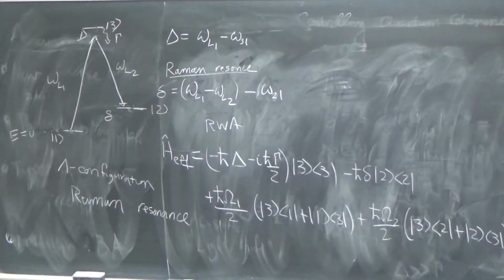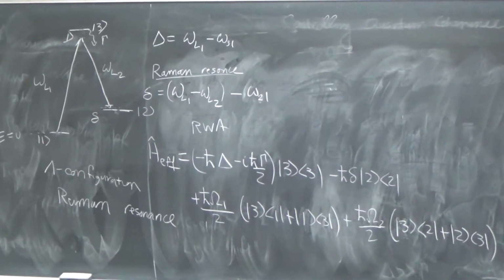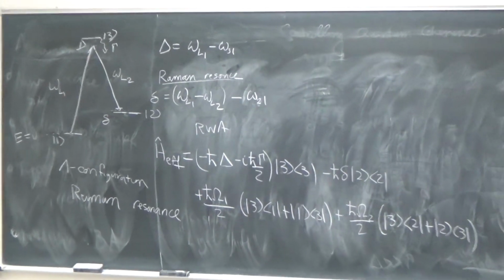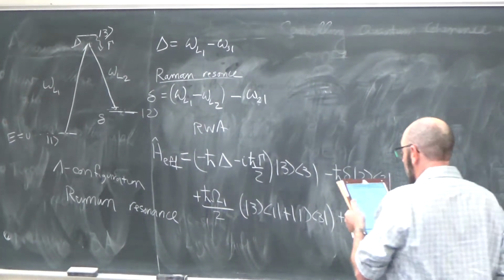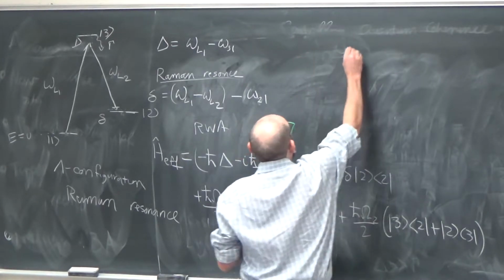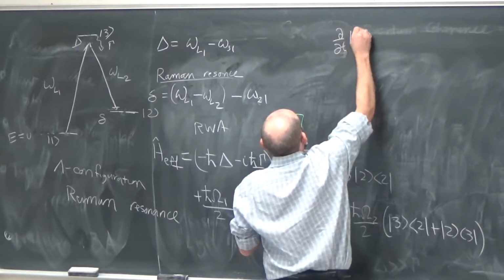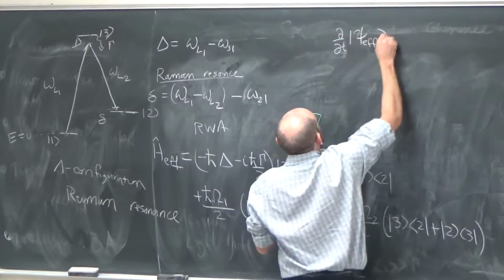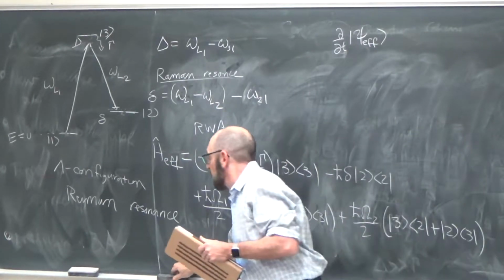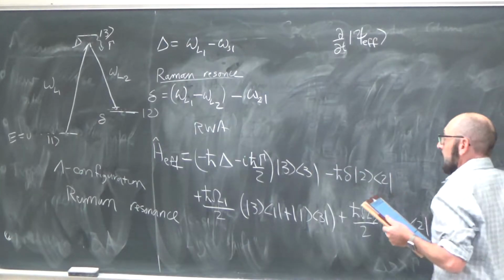And then, based on those equations, I can write the equations of motion. In particular, I have the Schrödinger equation. It says that the effective state, with this non-Hermitian Hamiltonian, evolves according to a Schrödinger-like equation with a non-Hermitian H effective.